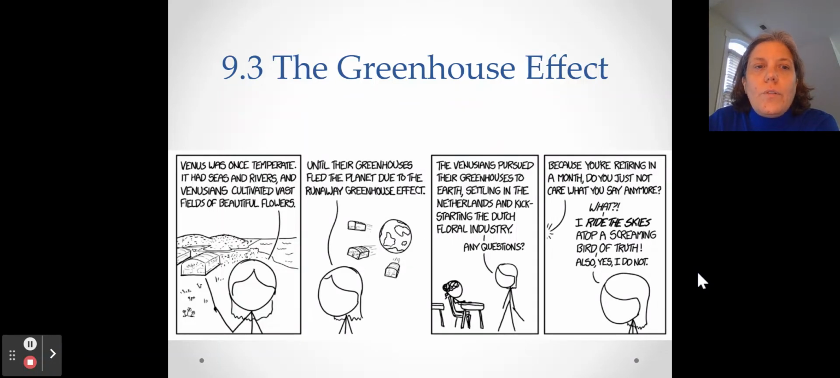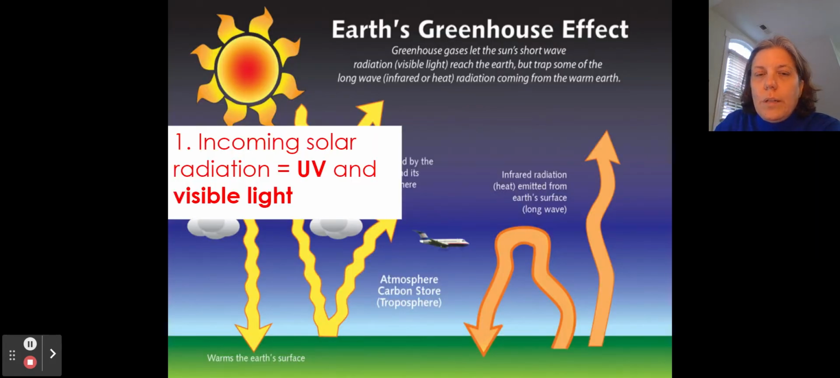Okay, this section is about the greenhouse effect. So what we want to know is, what is the greenhouse effect? What are greenhouse gases? How do they work? What does it mean when we have too much of them? So let's take a look at the first diagram in your packet, which explains the greenhouse effect.